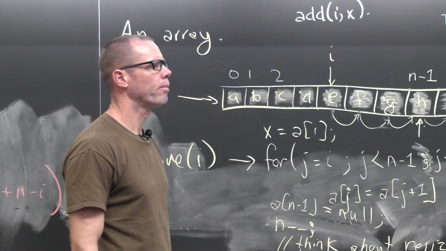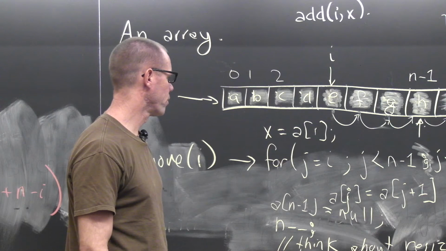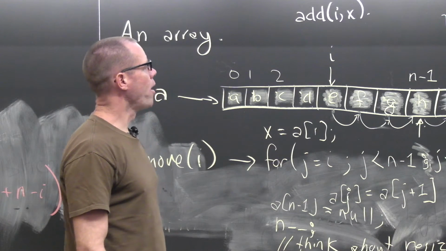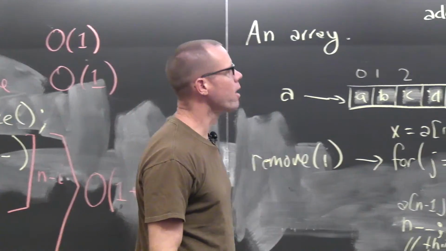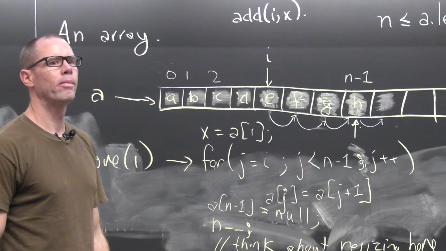Yeah? j less than n. So the question is, why don't I make the loop iterate one more time? Any problem with that? Yep.